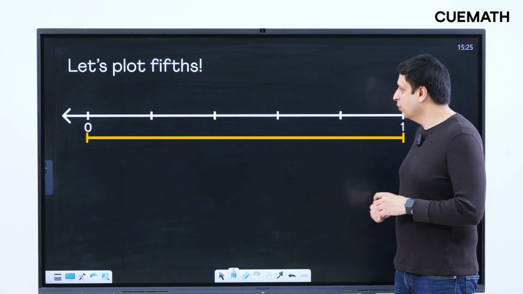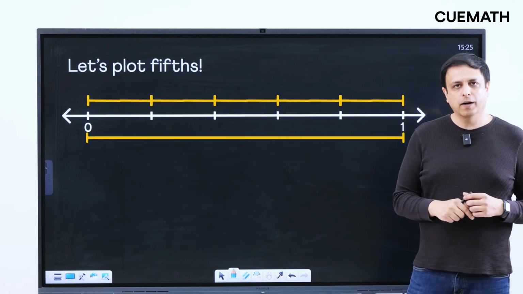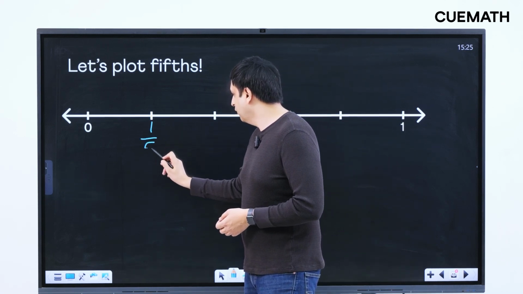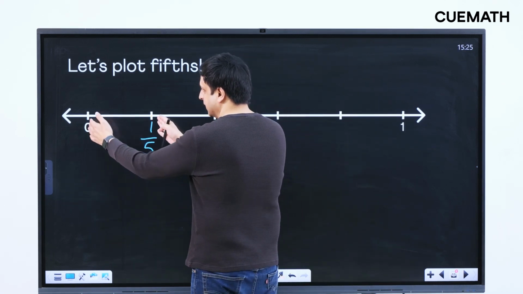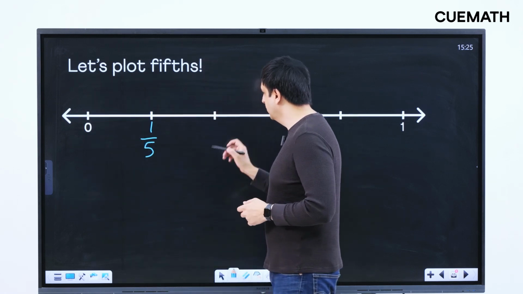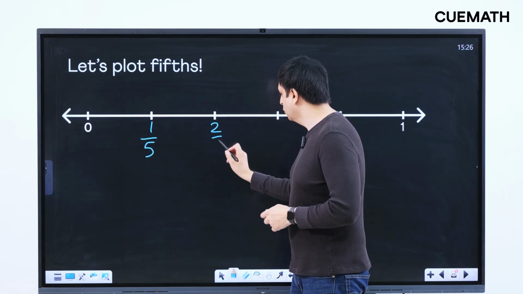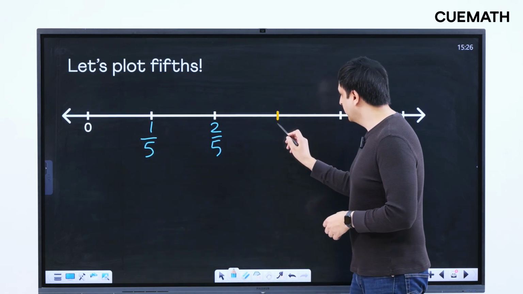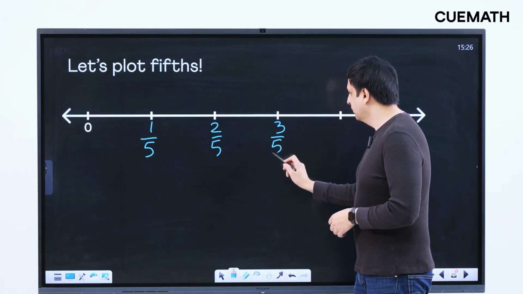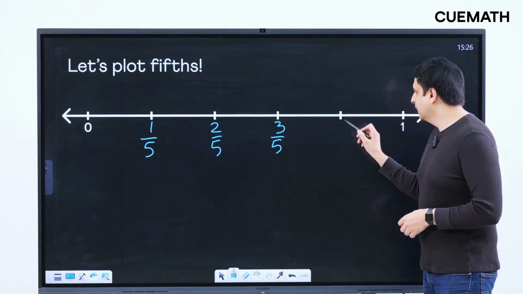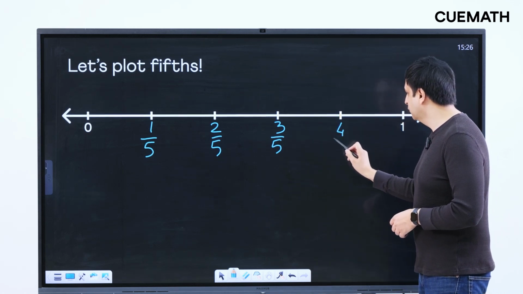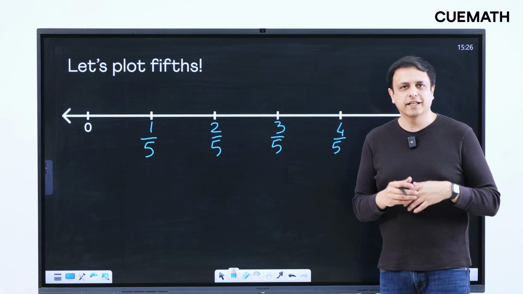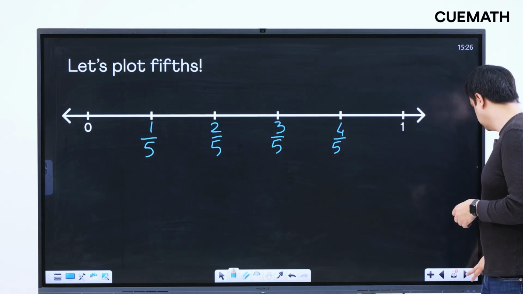So the distance from 0 to 1 has been divided into 5 equal parts, and now this point here will be the fraction 1 over 5 because it is at a distance that's 1 part away from 0. This point here will be the fraction 2 over 5 because it's 2 parts away from 0. This point here will be the fraction 3 over 5 because it's 3 parts away from 0, and this point here will be the fraction 4 over 5 because it's 4 parts away from 0. So we have successfully plotted fifths.